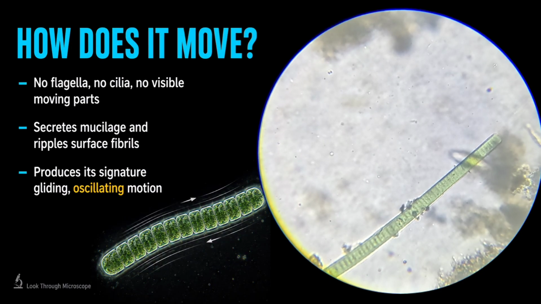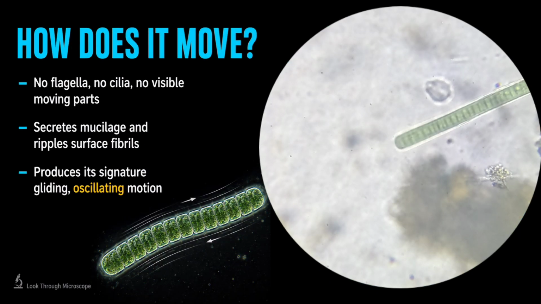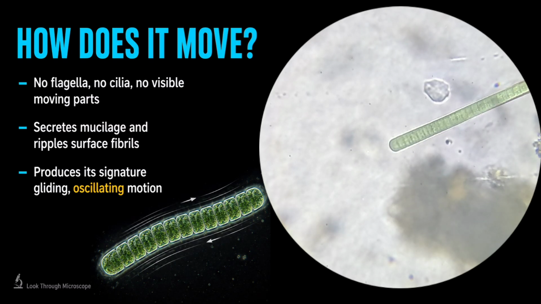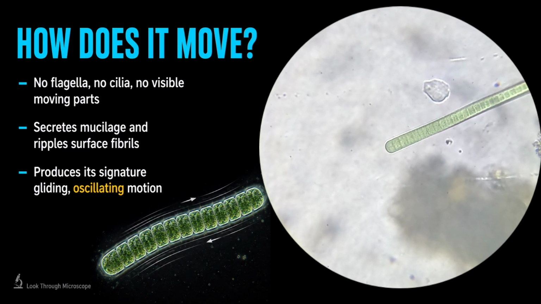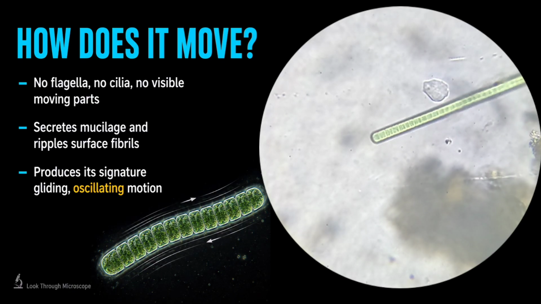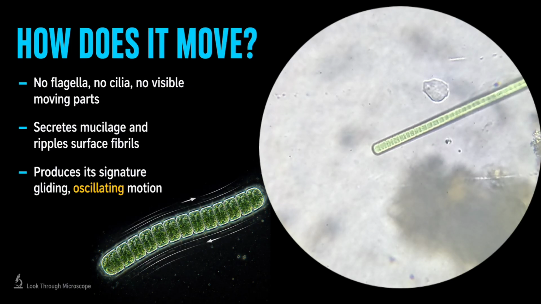Now here's the part that makes this organism special. Oscillatoria has no flagella. It doesn't have even cilia, no visible moving parts at all. Yet watch this. It glides, it sways, it literally oscillates back and forth. How? It secretes a thin layer of slime called mucilage and ripples tiny fibrils along its surface. That's it. That's the entire engine. No motor, no propeller, just chemistry and rhythm. This motion is so iconic, the entire genus was named after it. Oscillatoria, the one that oscillates.